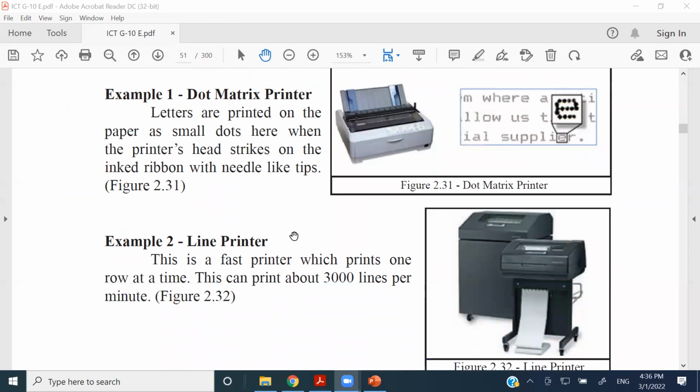A line printer comes the same way. It prints line by line. Line by line means, if a particular character is to be printed, let's say they are trying to print the character A, then character A will be printed like this.